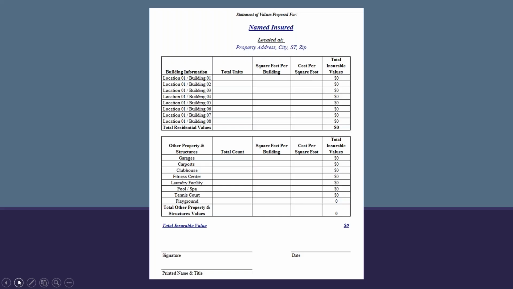So like I said, a pretty basic SOV, just listing out what building they have, what location it's at, and then again, if they have any other property components that they want to have insured as well that are separate and not attached to those buildings, you could just list those out and we can get that rated accordingly.